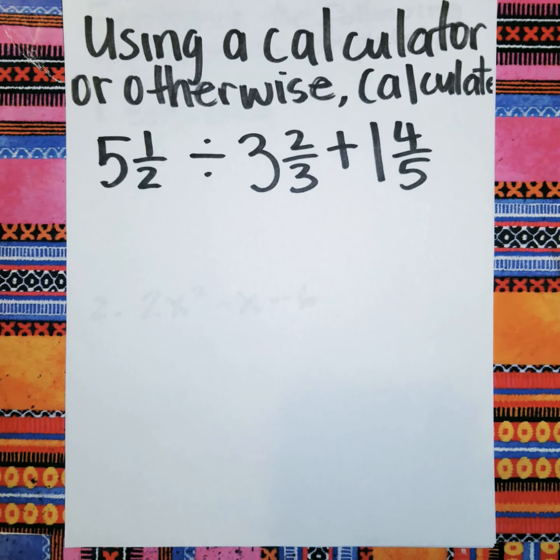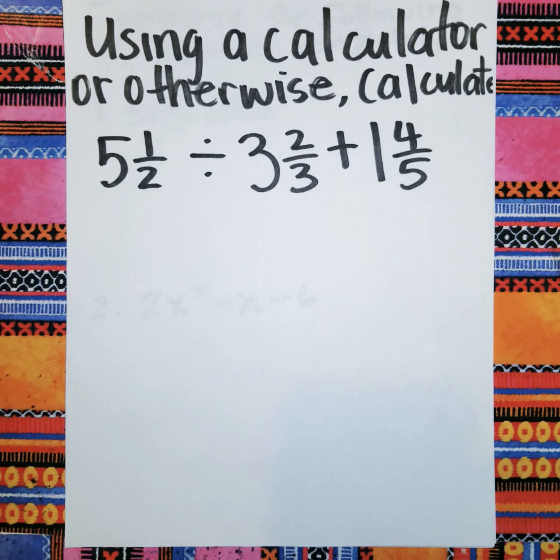I appreciate that. So for the first question, it comes to us from the CXC past paper question from 2018. So let's get right on with it. The first one comes to us from fractions. Using a calculator or otherwise, calculate 5.5 divided by 3 2/3 plus 1 4/5.